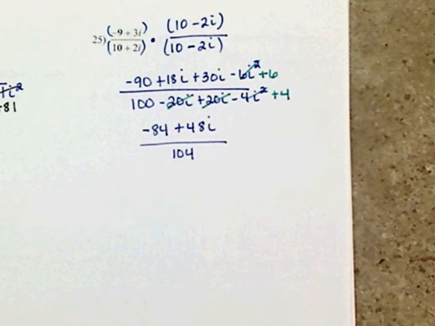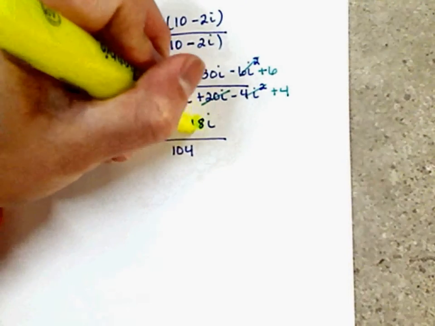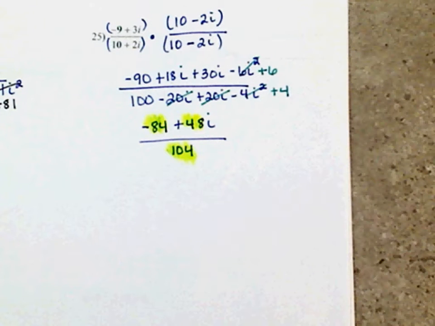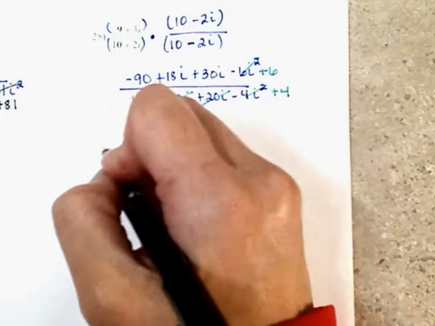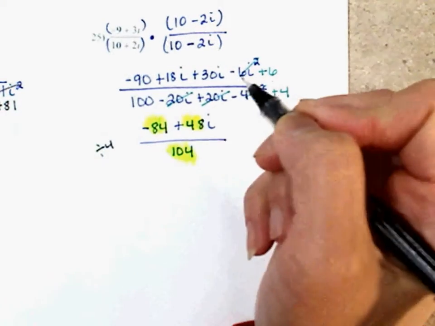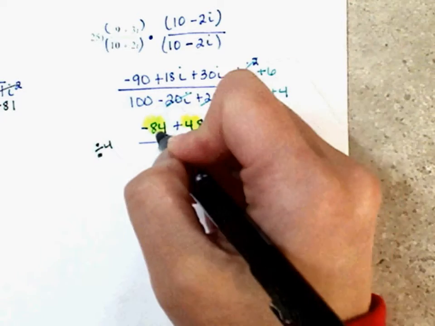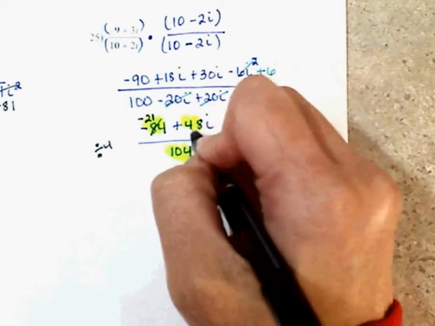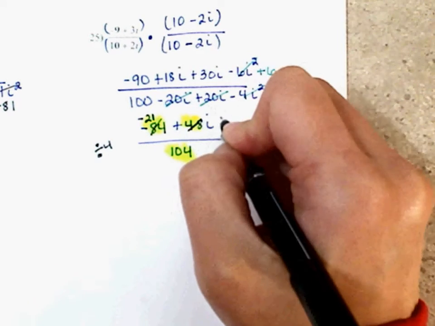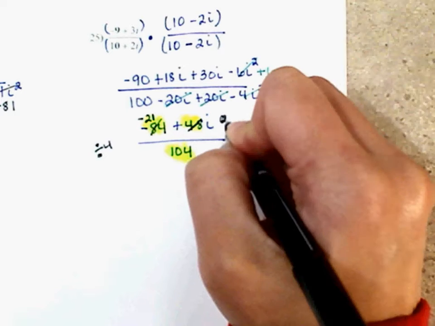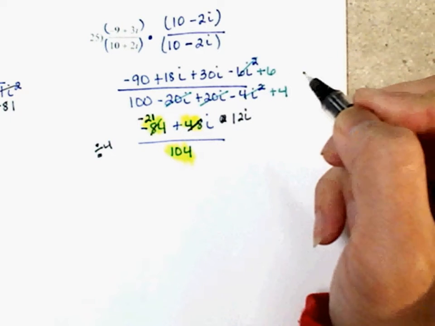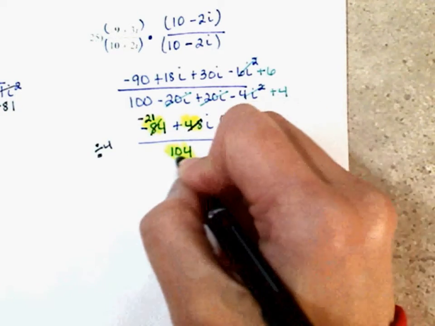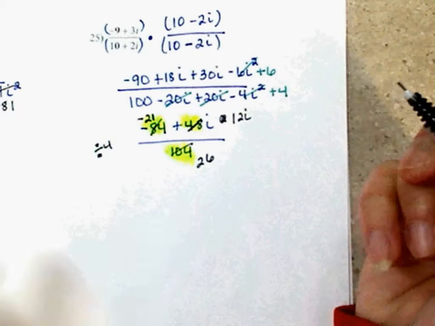Every time. All right, look at these three numbers. Can I divide those by anything to make it smaller? What? 4? All right, so we're going to divide it by 4. Okay. What is negative 84 divided by 4? Negative 21. What's 48 divided by 4? 12i? Is that 12? Okay. 104 divided by 4 is 26. Okay, take a look at your 3 numbers.